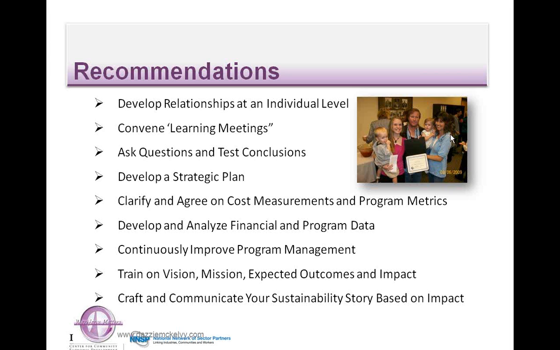The recommendations overall for this type of strategy are: develop relationships at an individual level, convene learning meetings, ask questions and test conclusions, develop a strategic plan in collaboration, clarify and agree on cost measurements and progress metrics community-wide, develop and analyze financial and program data and share that with your partners, continuously improve program management, train on vision, mission, expected outcomes and impact, and craft and communicate your sustainability story based on your community impact. So that's in real broad strokes.